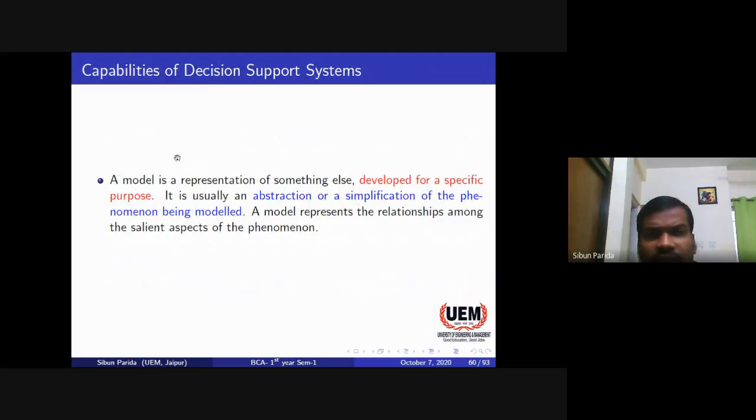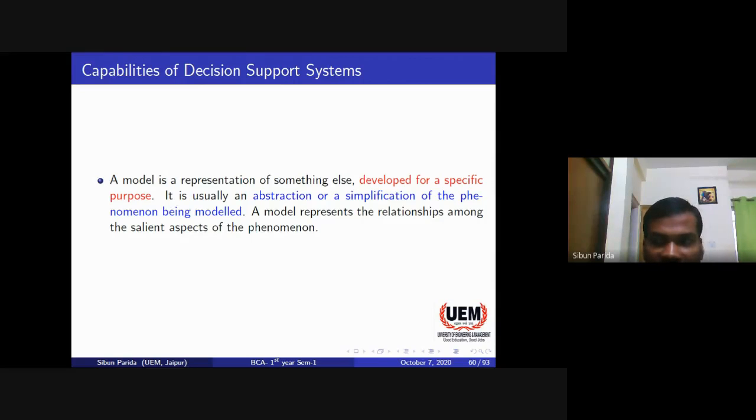Now, what capability does a decision support system hold? The model is a representation of something else, developed for a specific purpose. When you are designing a model, you are looking at a particular problem. You should not make it a generalized problem.